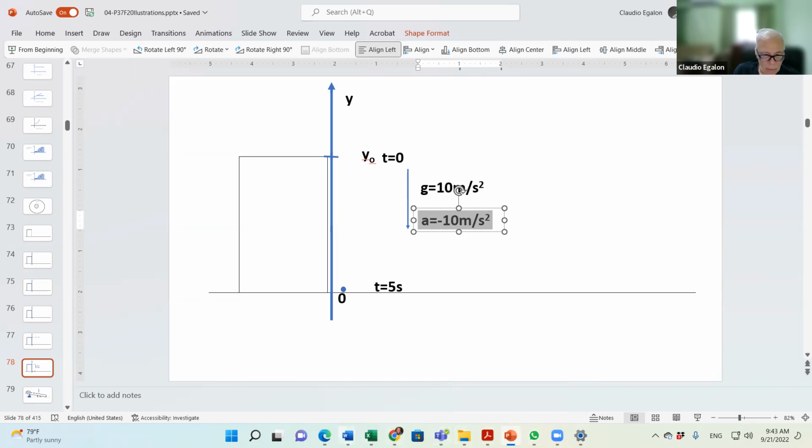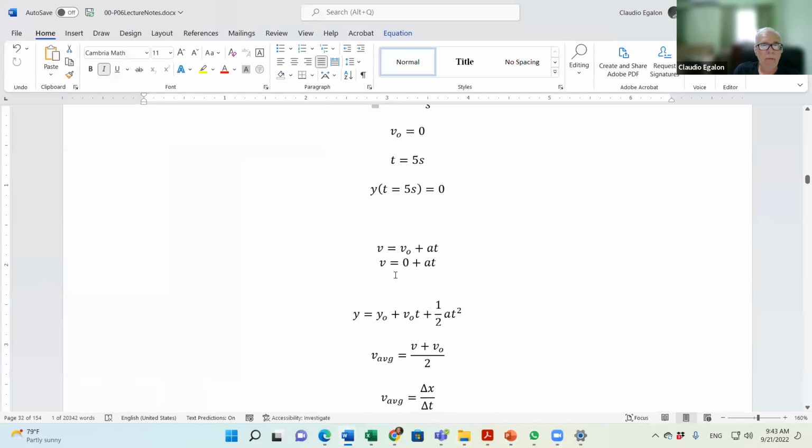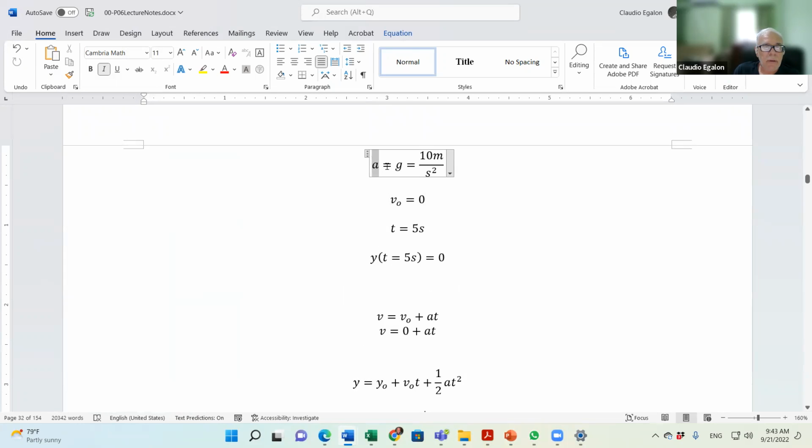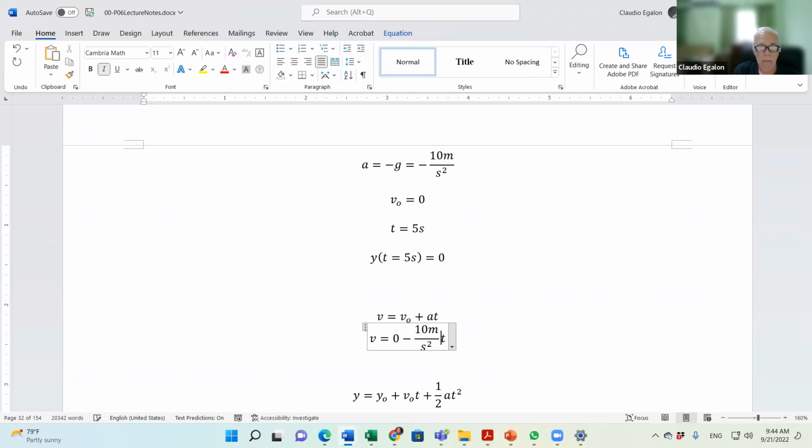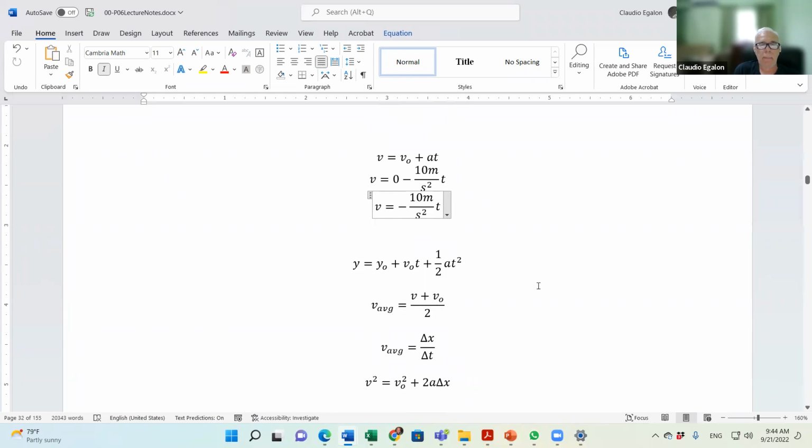So I'm going to fix what I have right in here. G is going to be 10 meters per second squared. A is going to be minus g, that is equal to minus 10 meters per second squared. And then we substitute that right here in this equation, with a negative sign. That's the equation of motion that we get for the velocity.